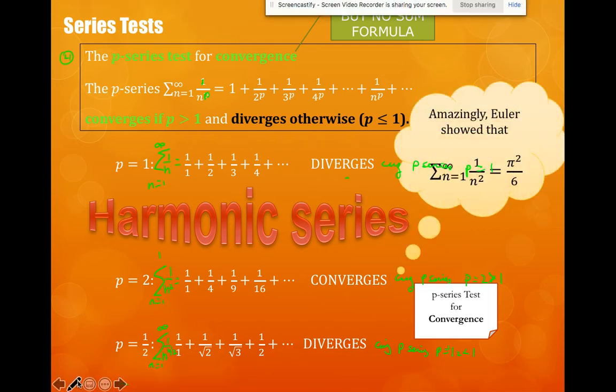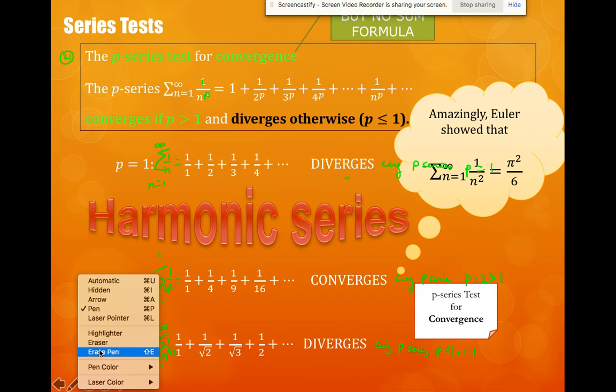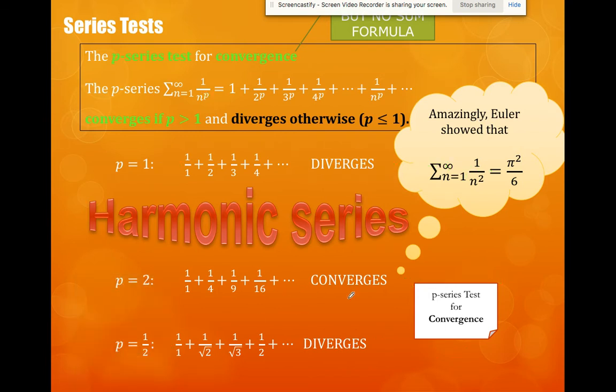Oh, I forgot. What's pretty cool is that Euler used calculus, which I don't think Newton had come about yet to do. Anyway, he showed that this series does have a sum. He did not use the a over 1 minus r formula because that's for a geometric series, but Euler showed that not only does 1 over n squared converge, it converges to pi squared over 6. It's kind of cool, isn't it?